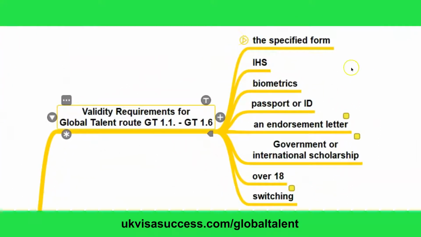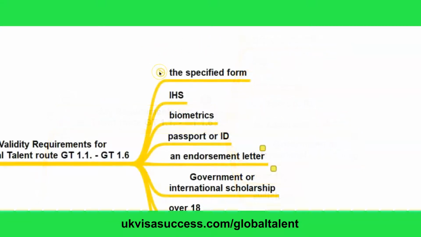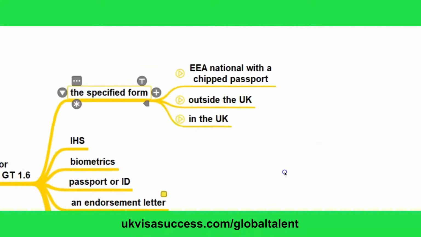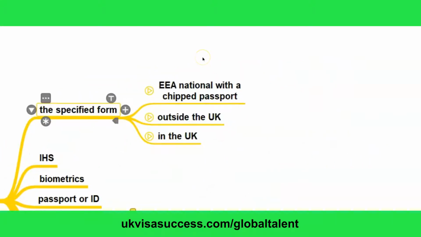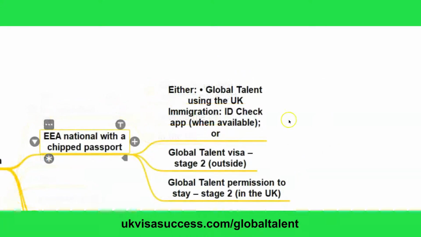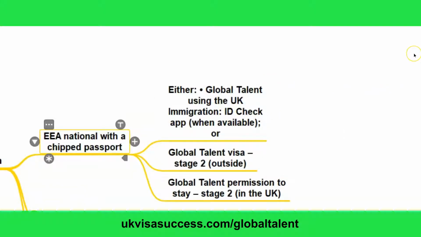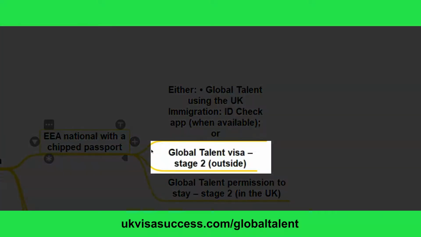First of all, in order for the application to be valid and not to be rejected, you will need to complete a specified online form. And the type of form which you will need to complete will depend on your circumstances. So for example, if you are an EU national and you have a chipped passport, you have several options here. First of all, you can make your application by completing this ID check app. If you're outside the UK and you would like to apply for global talent, you will need to complete the form. And guys, once again, we are talking about a stage here, so you need to complete this form which is called Global Talent Visa Stage 2 visa stage.